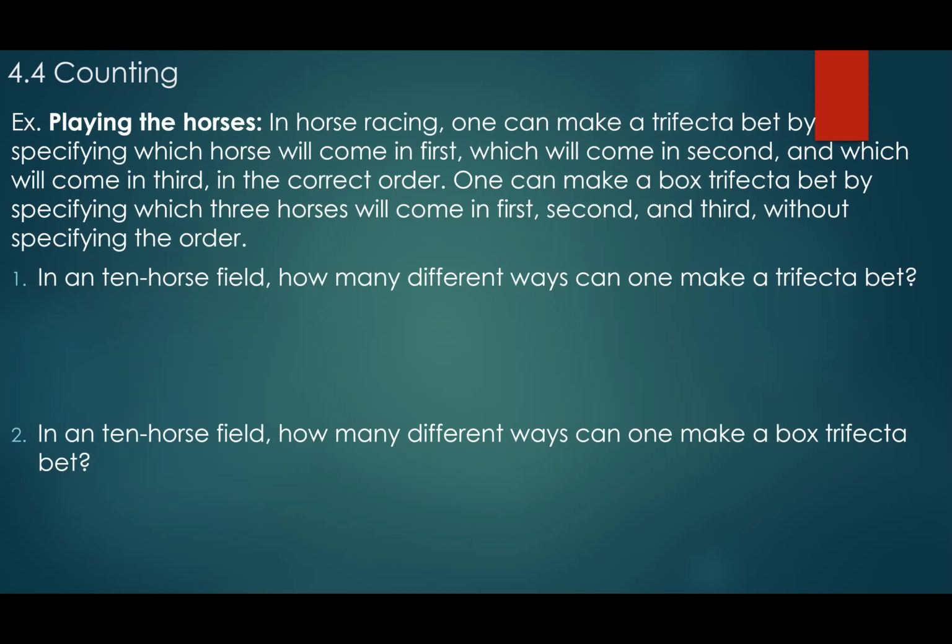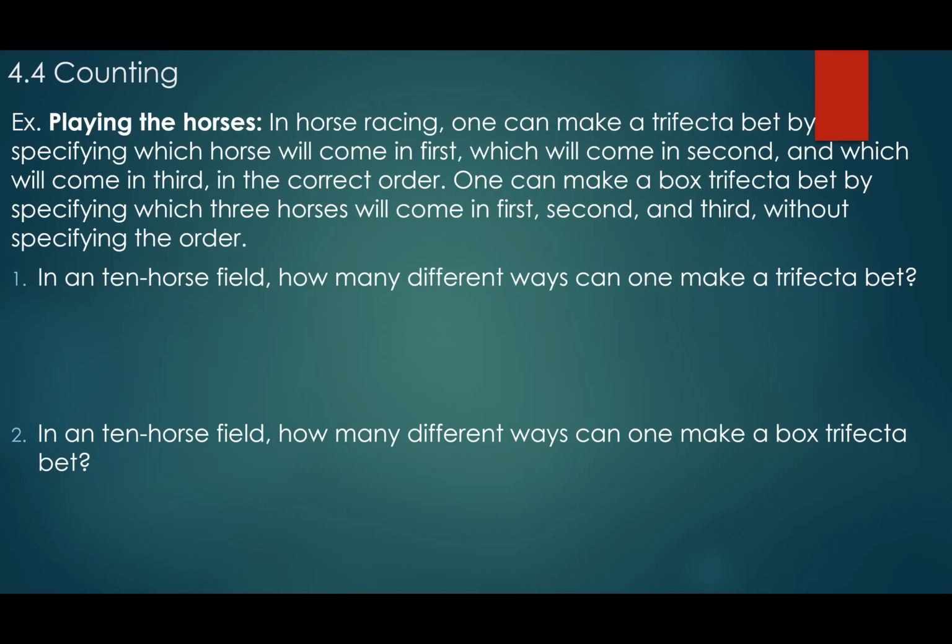So looking at this, for the trifecta, specific order, the order matters. Therefore, we know that the trifecta will be a permutation. For a box trifecta, the order doesn't matter. We only need 3 horses, and as long as those 3 horses come in, we win the box trifecta. Doesn't matter first, second, or third. So for part A, they say in a 10-horse field, how many different ways can you make a trifecta bet?